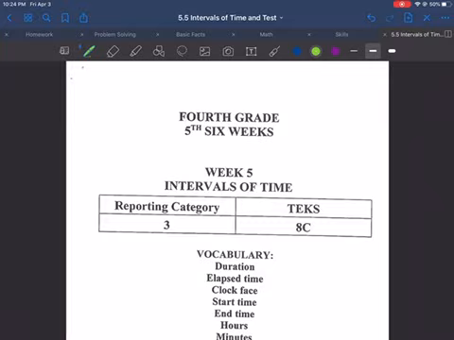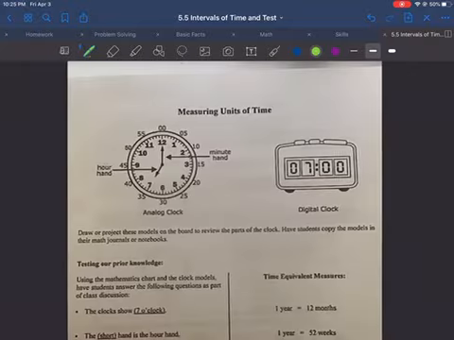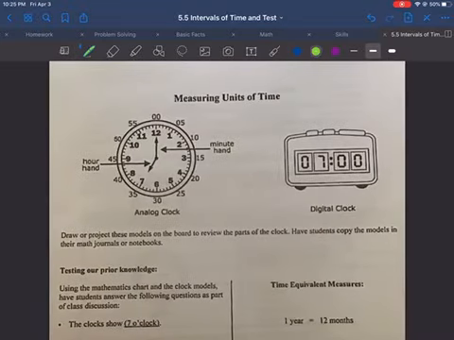Hi guys, this week we're going to begin talking about intervals of time. So we will be focusing on time. This is your week 5 packet. If you don't have it, make sure you stop the video and you look for it. But before we begin, I do want to talk about a little review. This should be from 3rd grade about what you have learned about time.